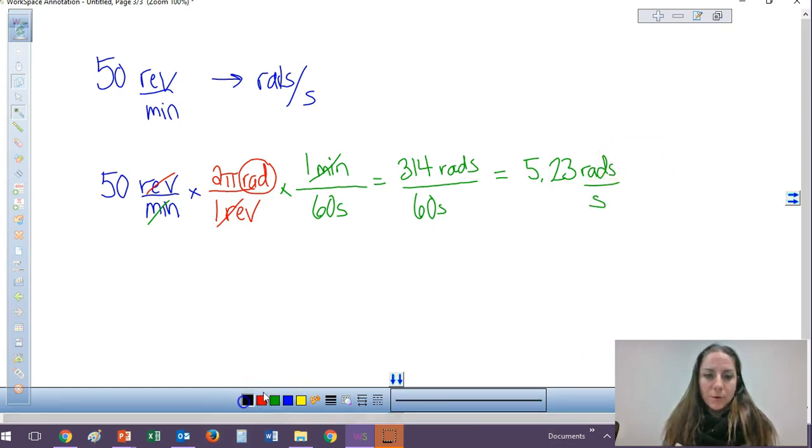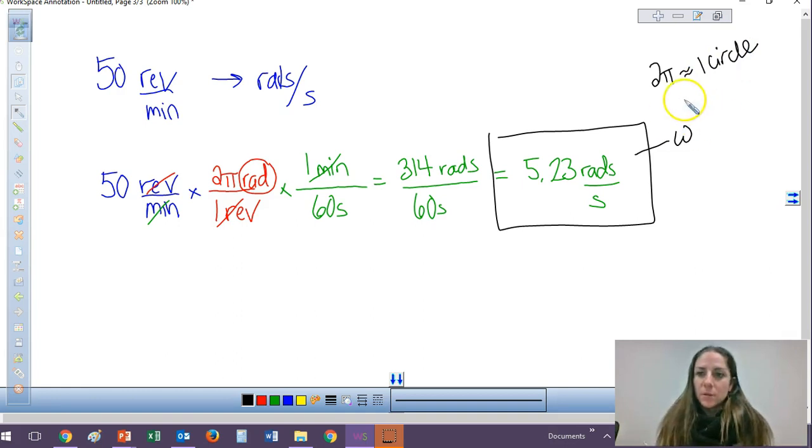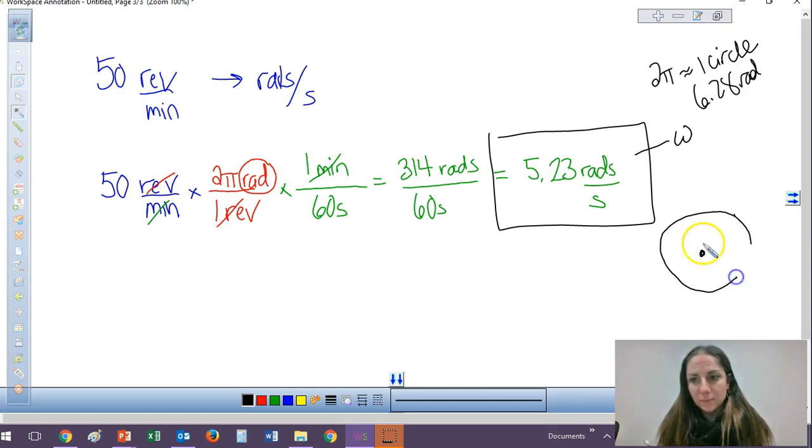This is the unit we want to always be in, like this. And since it's radians per second, that's an angular speed. So basically what this says, it does 5.23 radians in 1 second. So if you remember, 2 pi radians is 1 circle, right? So 2 times pi gives us about 6.28 radians, that's 1 circle. So what this number means basically is this object rotated, if this is the axis of rotation, almost a circle, right? So it's about here.